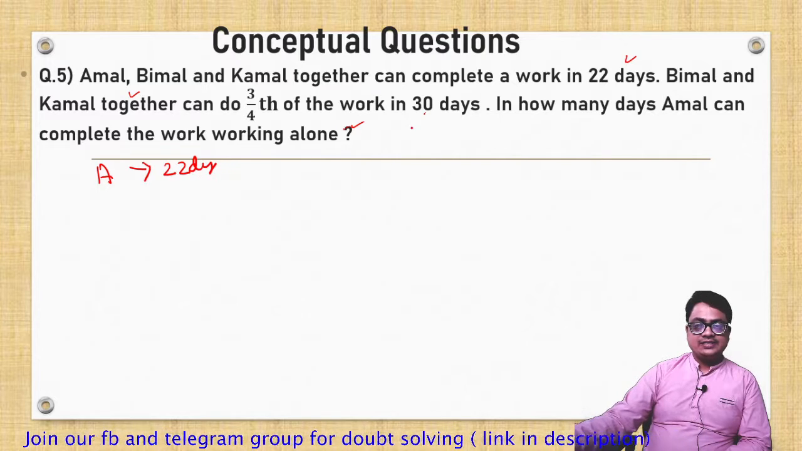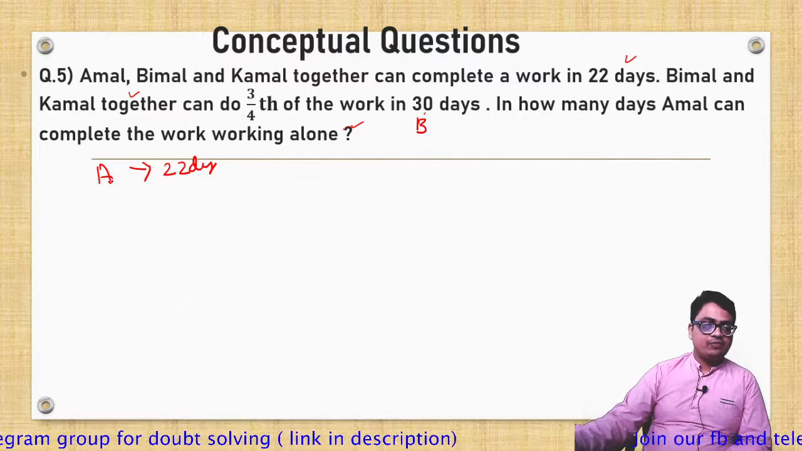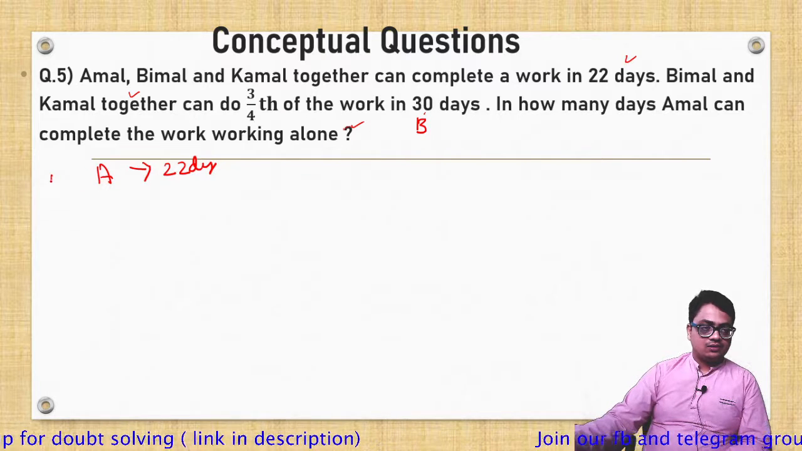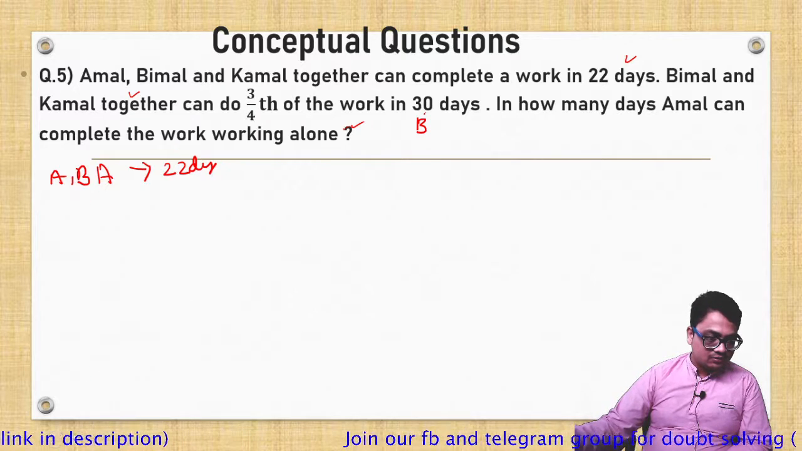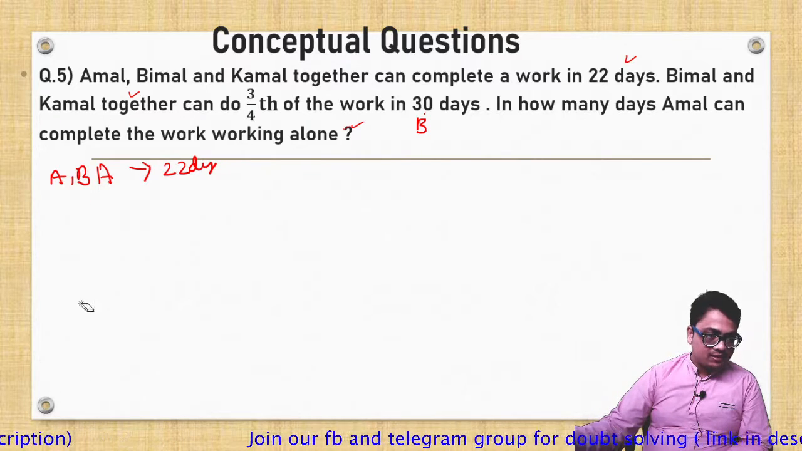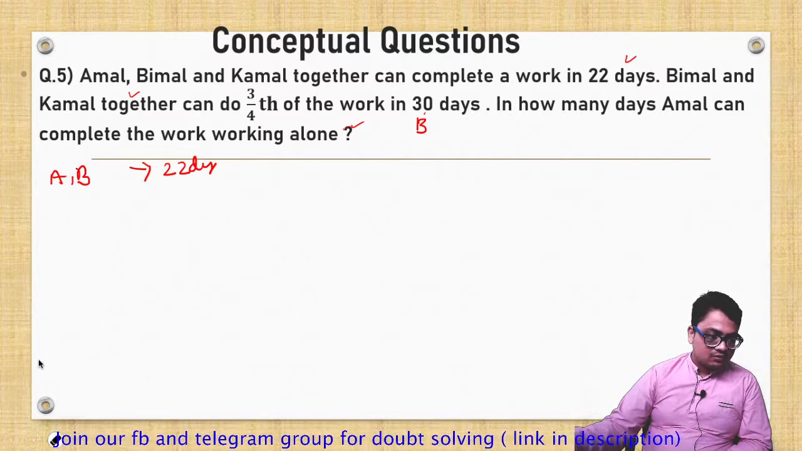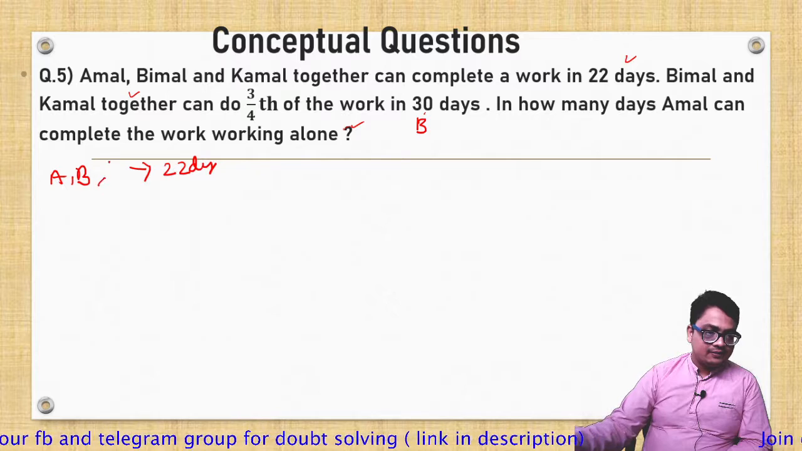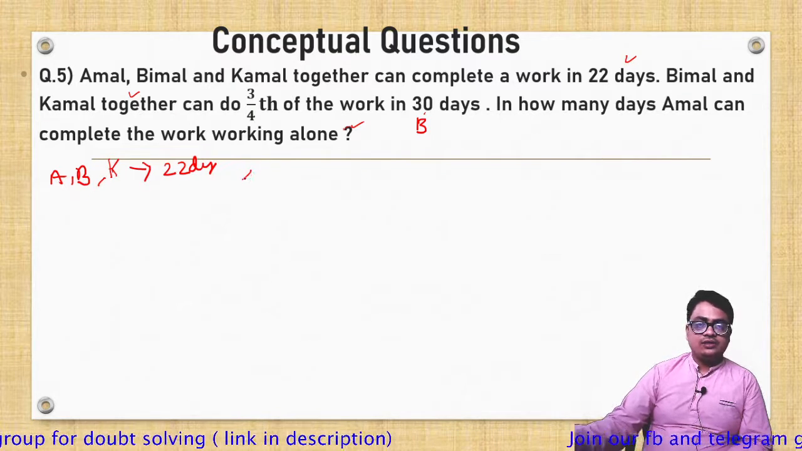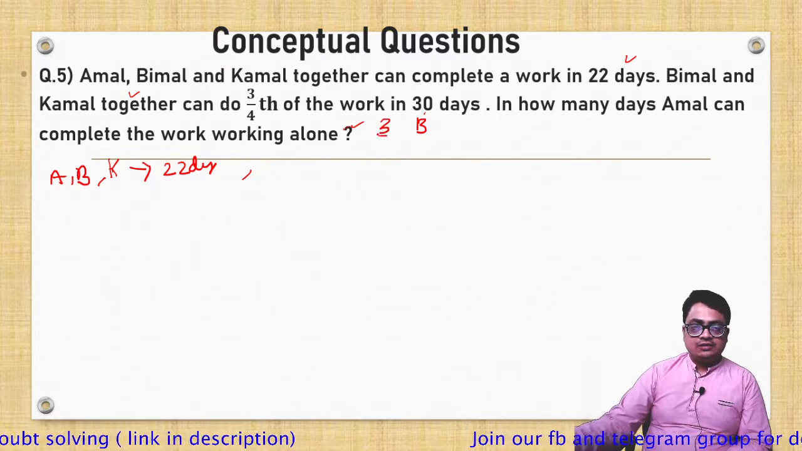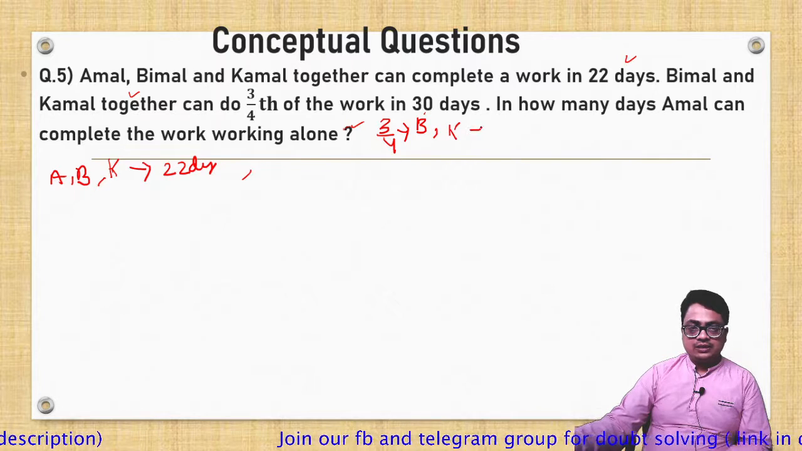Now it is saying Amal, Bimal and Kamal. In the first case, Amal, Bimal and Kamal are taking 22 days. Now in the second case, Bimal and Kamal are doing 3/4 of the work in 30 days.